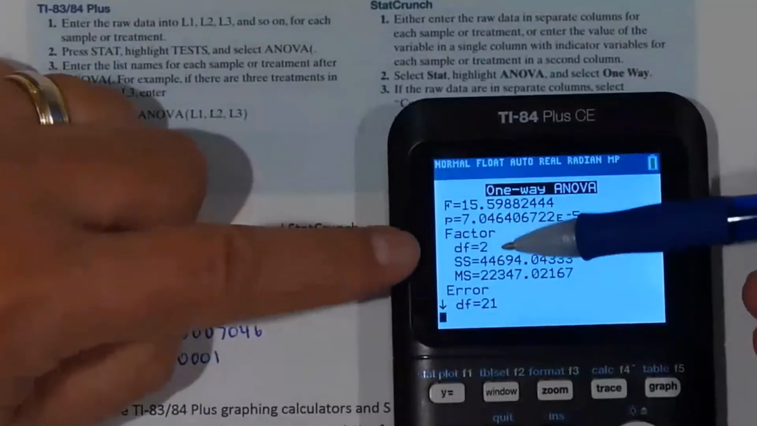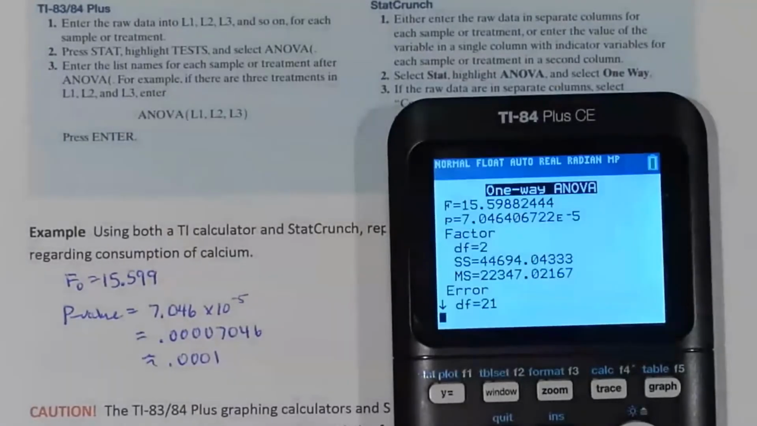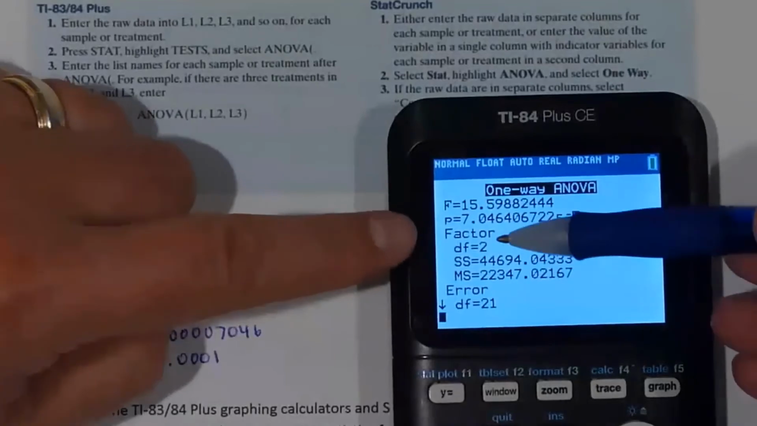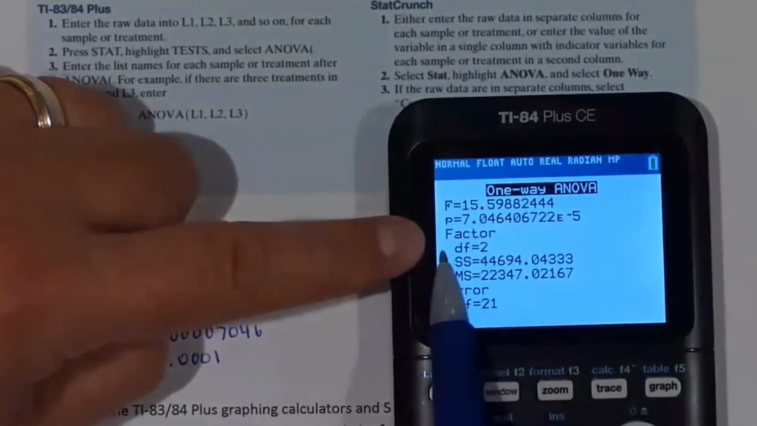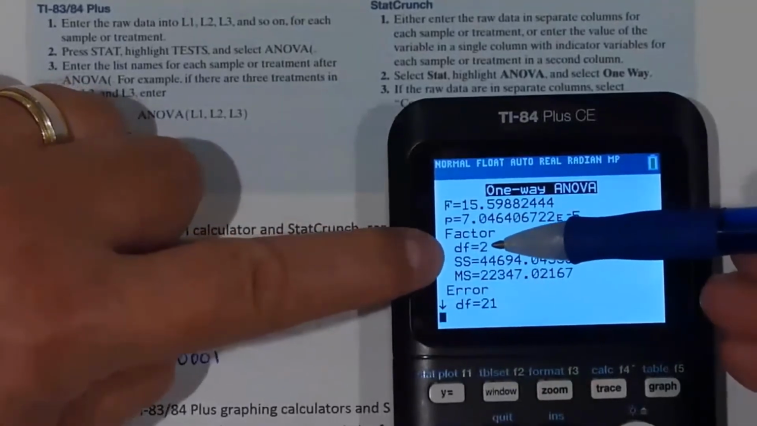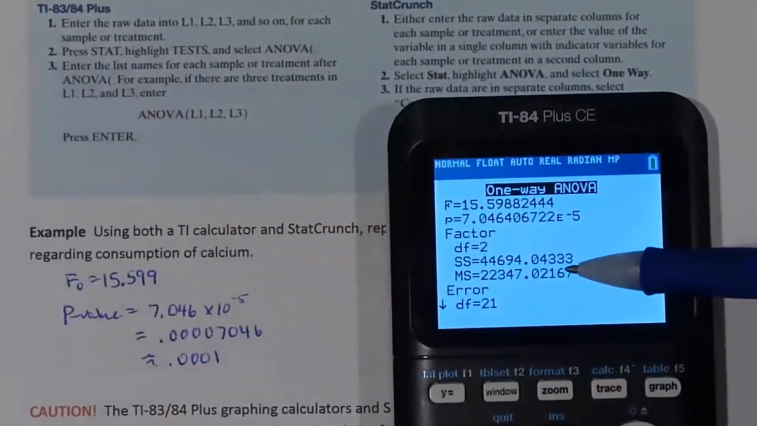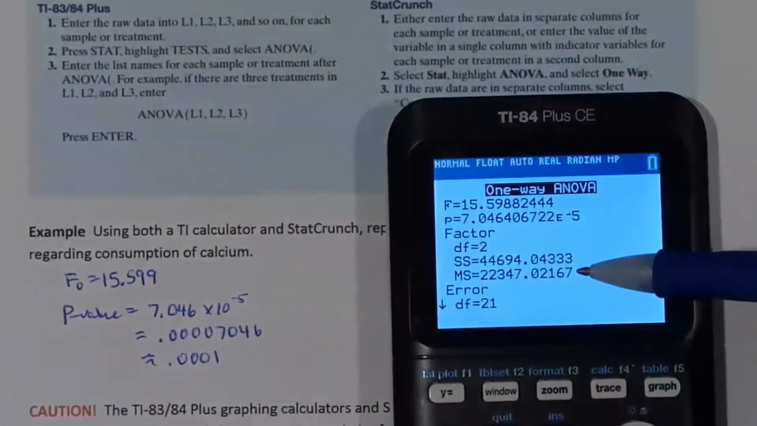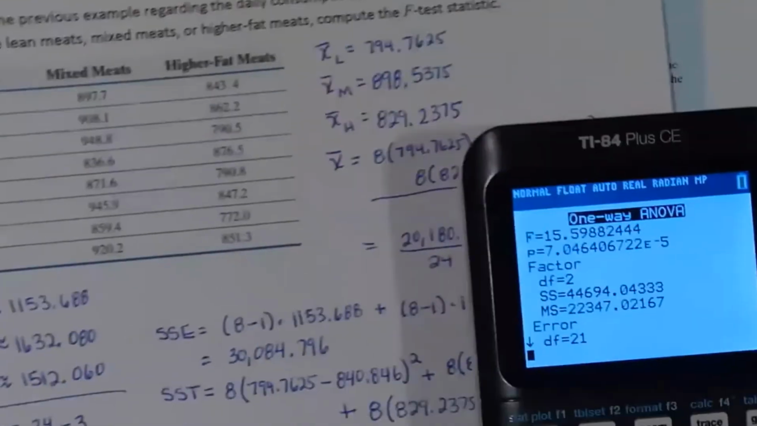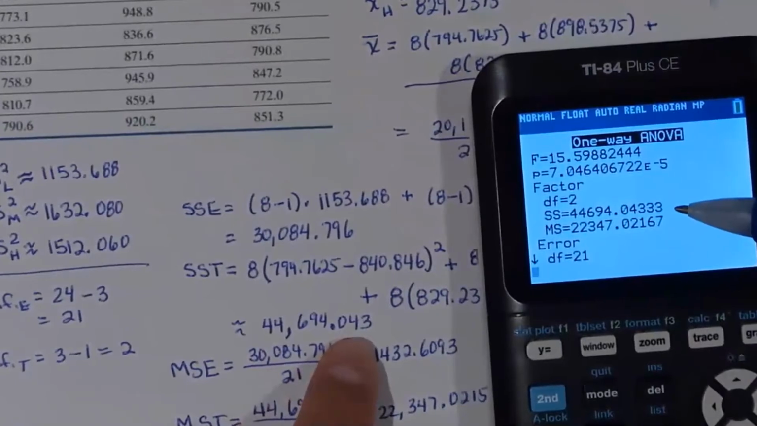Also, the calculator gives us information for the sum of the squares due to treatment, the mean squares due to treatment, and so on. Now the calculator calls it factor instead of treatment, but the degrees of freedom due to treatment is 2, which we found. We have the sum of the squares due to treatment, 44,694.04333. Those are the same things that we found by hand. Notice we got the exact same answer.